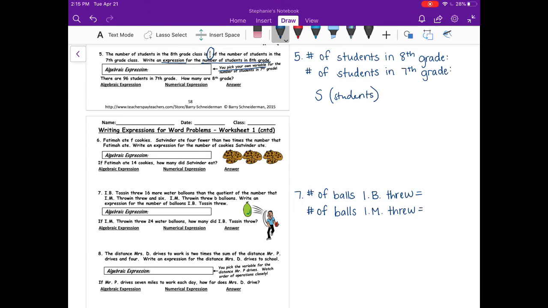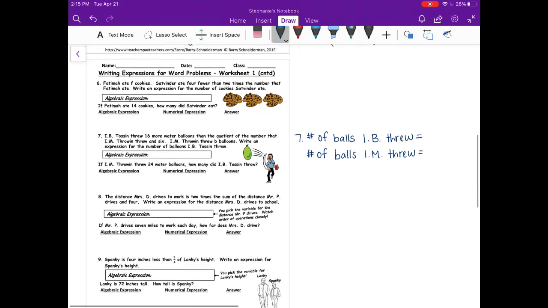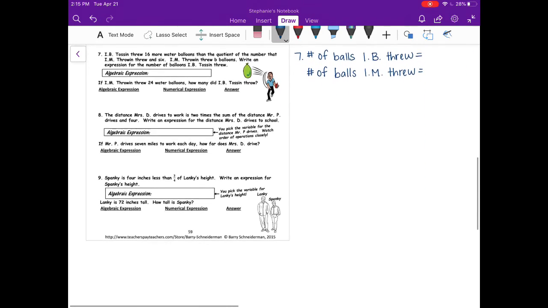I know that the number of students in 7th grade is a number I'm not sure about, so that's where I'm going to put S because that's my variable number. The problem tells me that 8th grade class is 2/3 of the number of students. Of is a word in math that usually represents multiplication, so I can put 2/3 times S. That's my algebraic expression. Go ahead and read the next part of the problem and plug in your algebraic expression, numerical expression, and answer. You can do it. Let's do number 7 together.